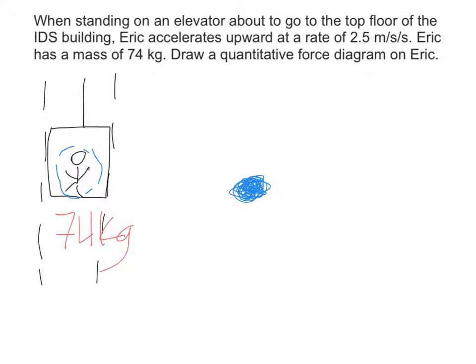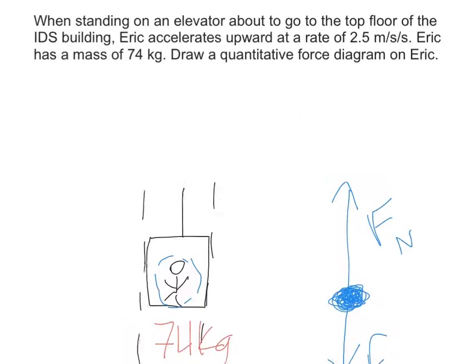I know that Eric is accelerating upward, and if I go around Eric here, I see that he is touching the floor. The floor is pushing him upward, so there's a force pushing upward. There are no other forces touching Eric, but there is another force pointing downward on Eric. That'll be the force of gravity. And the floor pushing him upward is called a normal force. You may notice that I drew the normal force arrow a little bit longer than the force of gravity arrow. That's because I know that Eric is accelerating upward, so the normal force has to be larger than the force of gravity. I do not, however, know the size of that normal force.